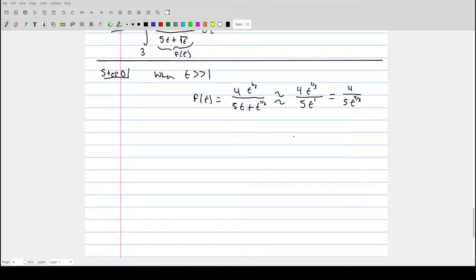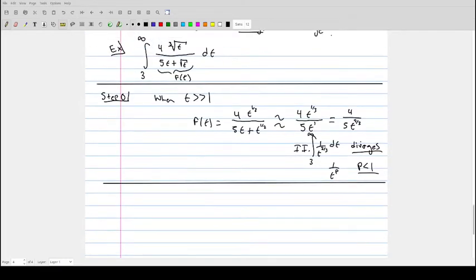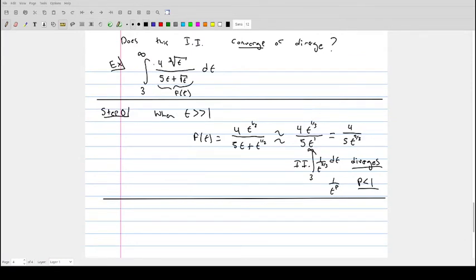And we know that the improper integral of the function 1 over t to the 2/3 from 3 to infinity diverges, because this is a function 1 over t to the p, where p is a value less than 1. So we expect that the improper integral that we're looking at also is going to diverge, even though it's a much more complicated function than 1 over t to the 2/3.